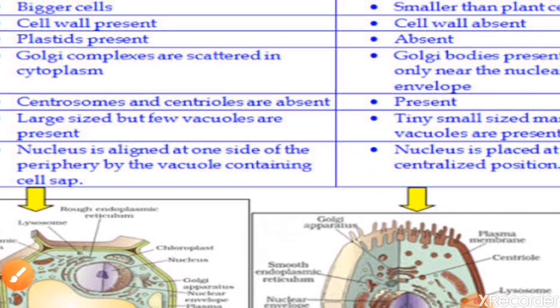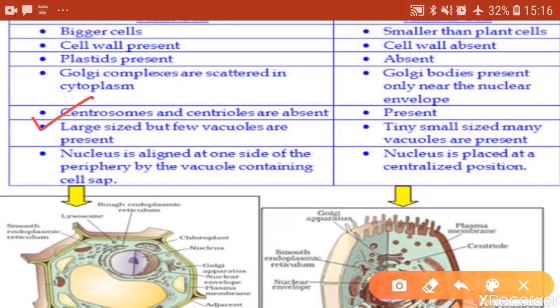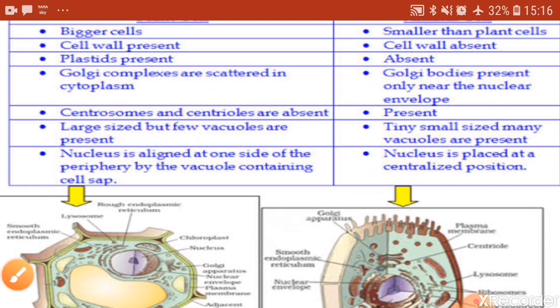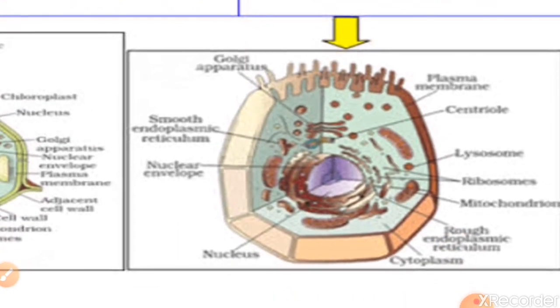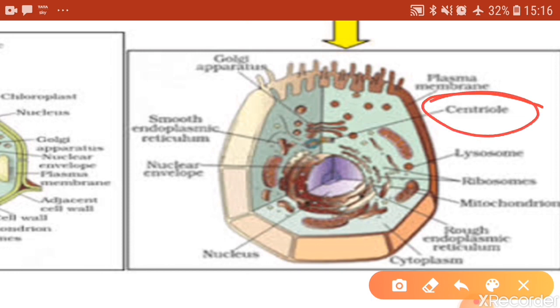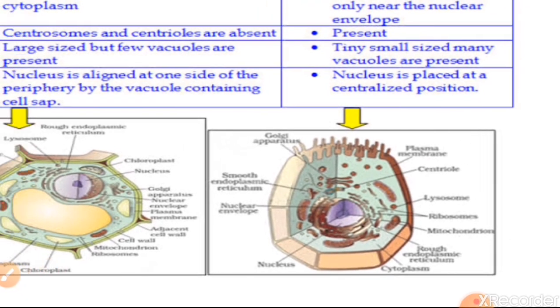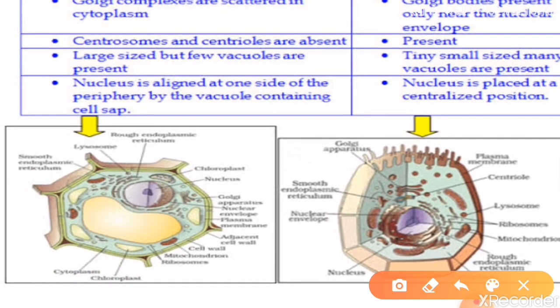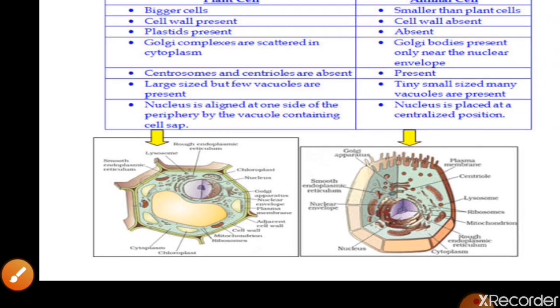The next difference that you find in case of plant cells and animal cells is that the plant cells do not have centrosome and centriole. These centrosome and centrioles take part in cell division. The centrosome is present in animal cells and has an important role to play in cell division. So these centrosomes or centrioles are present in animal cells, but they are absent in case of plant cells.